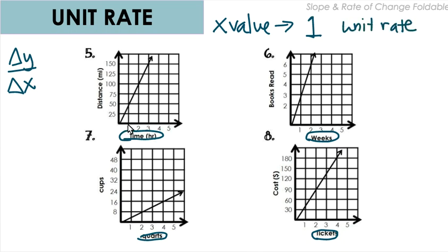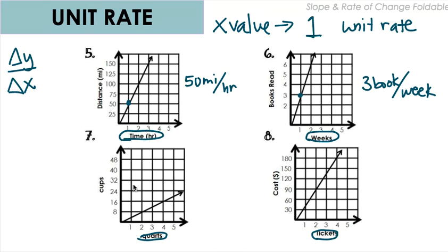So if I take a look at my first graph for number 5, when the hour is 1, the distance is 50. So it's 50 miles per hour. That's our unit rate. Number 6, we're looking at 1 week. At 1 week, I read 3 books. So it's 3 books per week. It's our unit rate.